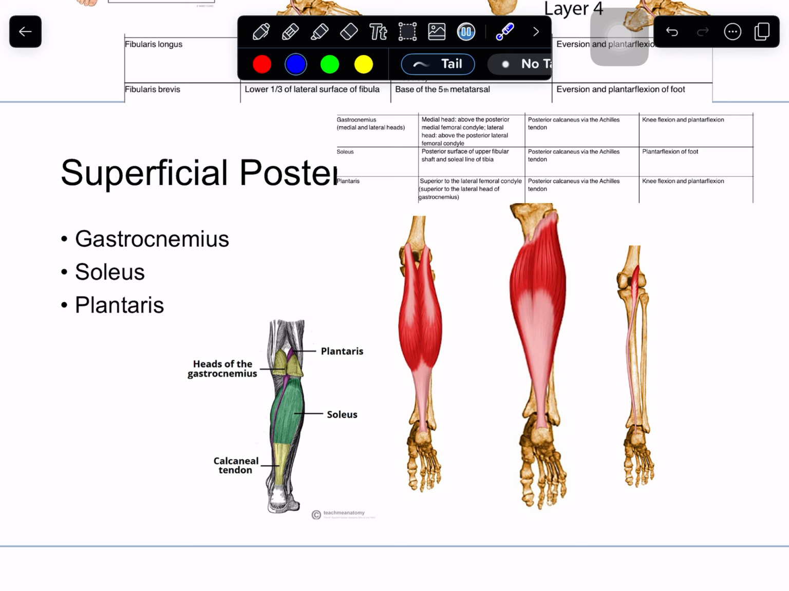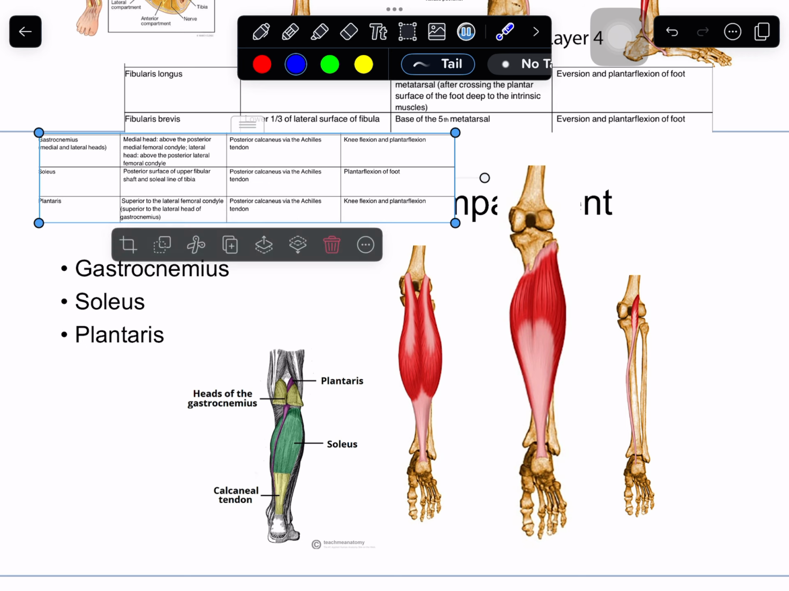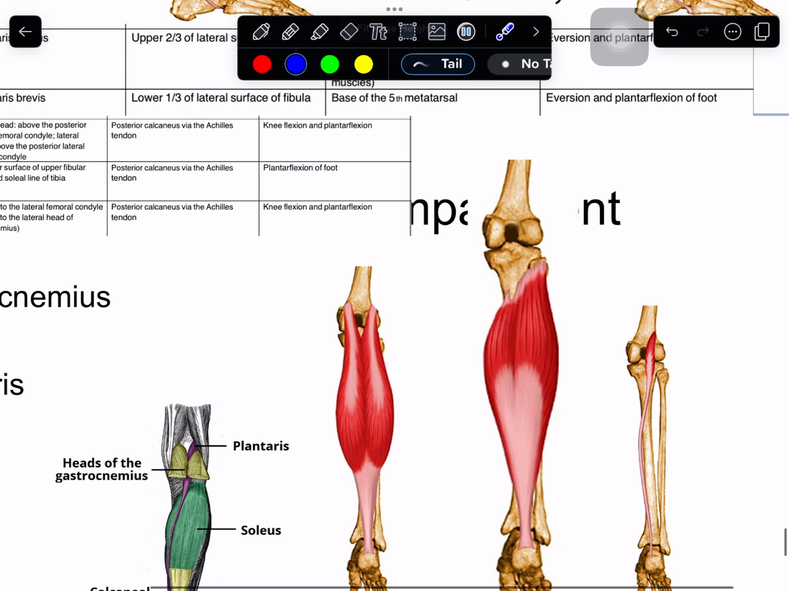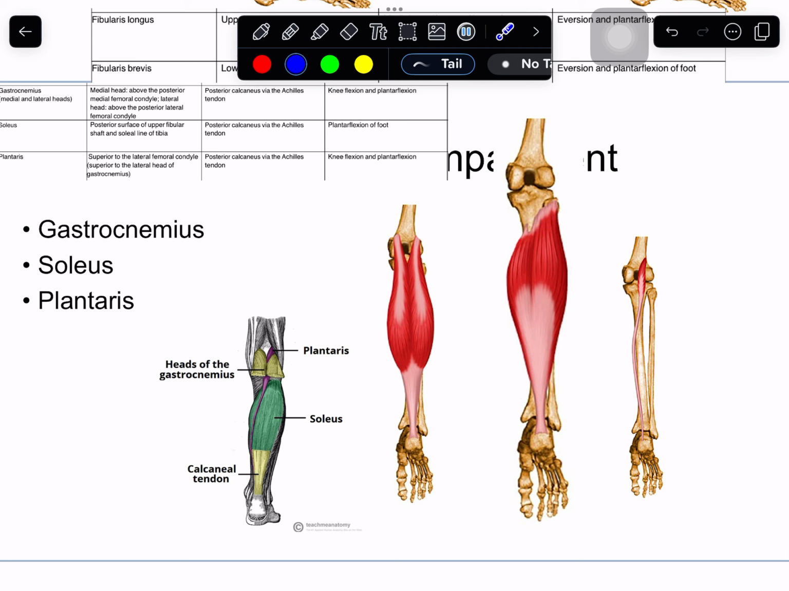So again, we're looking deep to this gastroc over here, the gastrocnemius. We're starting with the soleus muscle, and this soleus muscle is very, very similar to the gastrocnemius. However, notice that it does not cross the knee joint like the gastrocnemius does, right? So the soleus is actually going to originate from the upper third, the proximal third of the posterior aspect of the tibia and fibula, and so that's going to run down. It'll run across that large myotendinous junction and run down into the Achilles tendon again, right?